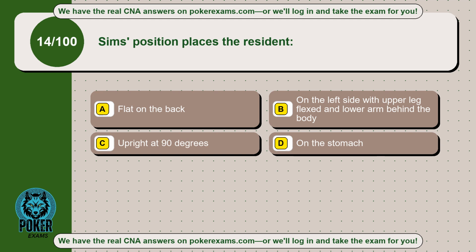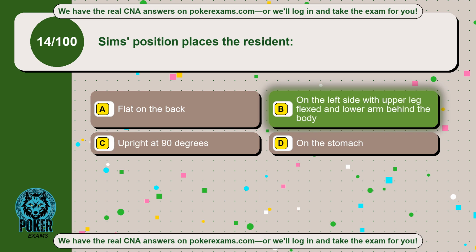Question 14. Sims position places the resident: Option A, flat on the back. Option B, on the left side with upper leg flexed and lower arm behind the body. Option C, upright at 90 degrees. Option D, on the stomach.